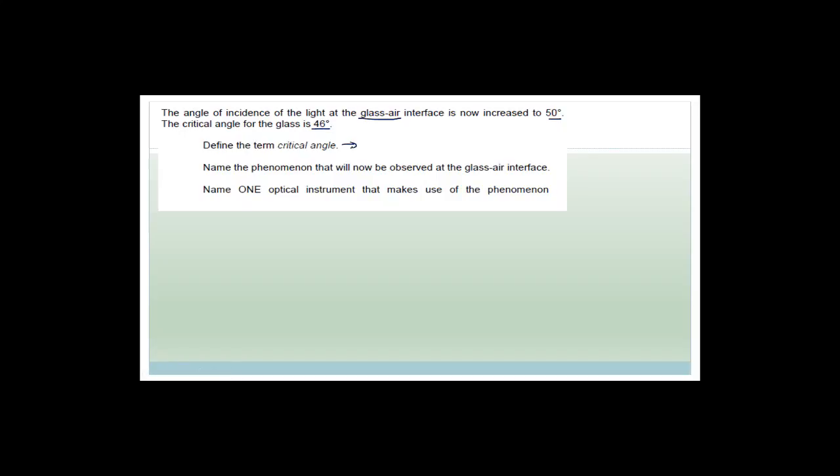So critical angle, remember, is the incident angle at which the angle of refraction equals 90 degrees. Please, guys, when you write out the definition, do not write it like that. You will write it using proper words, okay? Now it says, name the phenomenon that will now be observed at the glass-air interface, and it would obviously be total internal reflection.